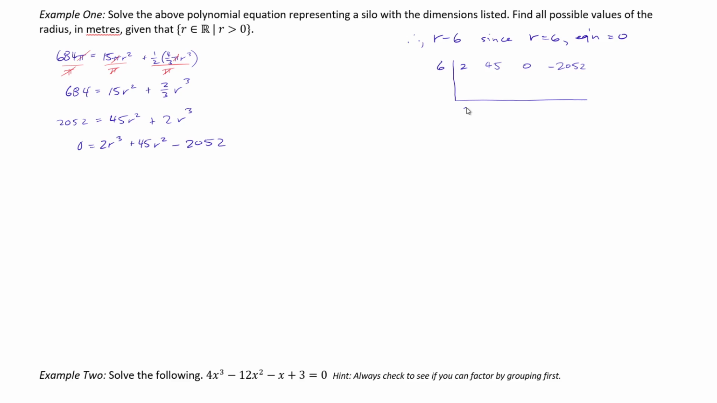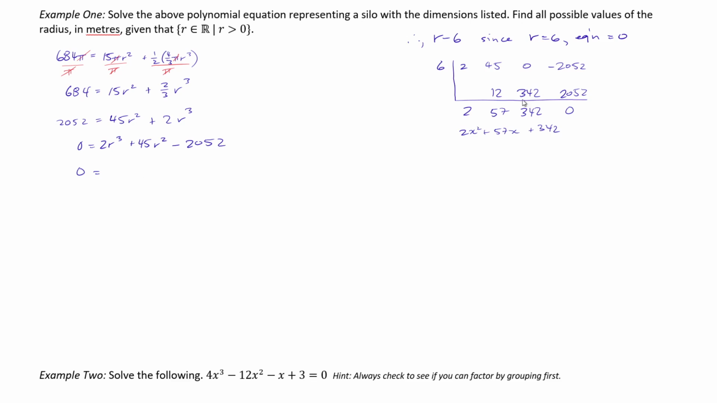So I bring the 2 down. 6 times 2 is 12. I add those two together and I get 57. 6 times 57 is equal to 342. Add those two together, I get 342. And 342 times 6 is positive 2052. When I add those together, I get 0, and that makes sense. So now I know this is going to be 2x squared, 57x, and 342, remainder 0.